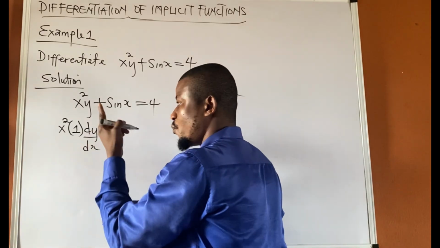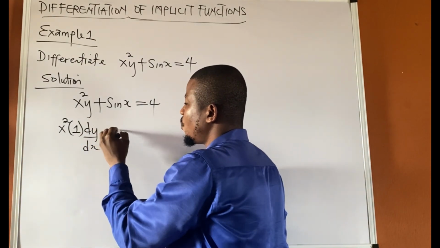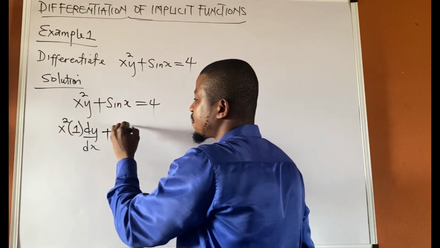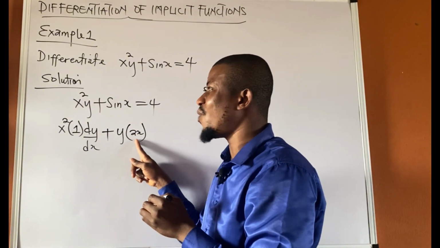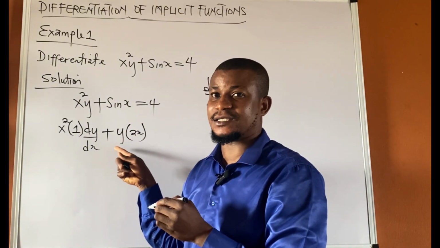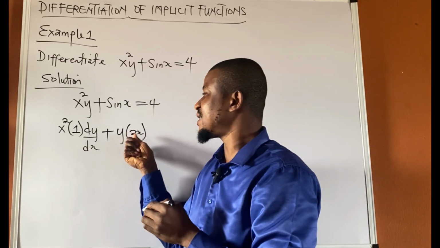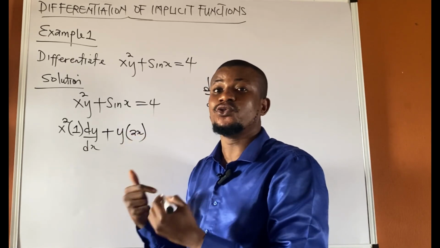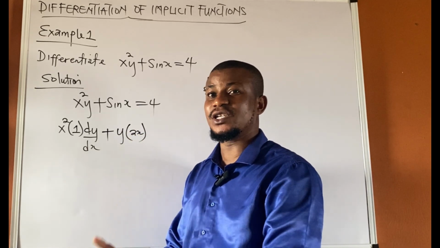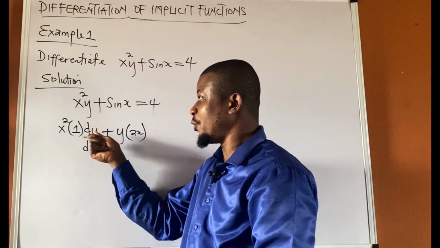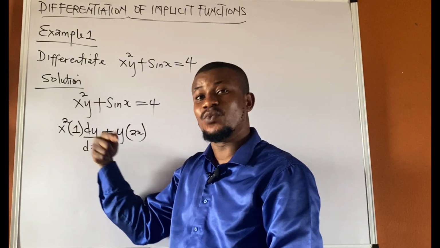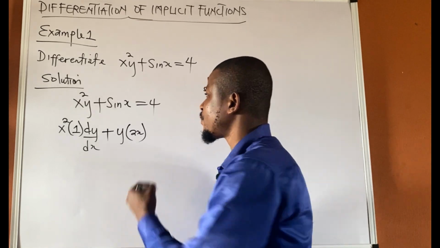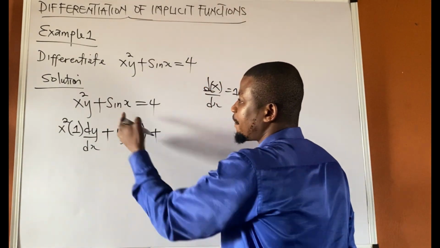Then plus, to complete our product rule, we hold y, then differentiate this. When you differentiate x squared, you have 2x. We are not returning dy dx because we are differentiating x. So whenever you are differentiating the independent variable, you don't return dy dx. You only return the differential of the dependent variable with respect to the independent variable. All right. So this is this plus now sine x.